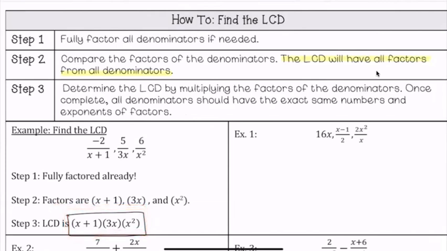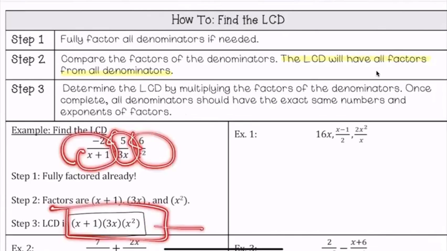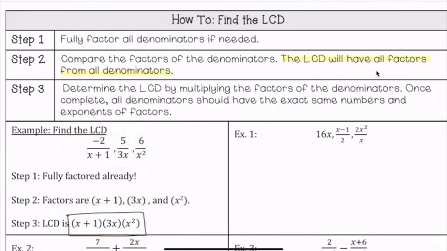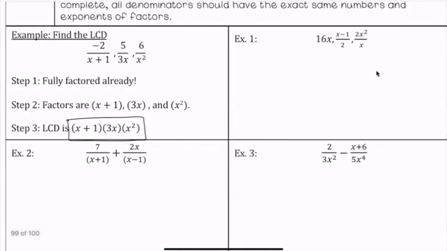We're not actually going to simplify out. We're just going to keep it like that. Once complete, all denominators should have the exact same numbers and exponents of factors. What we're going to do at the end, after we identify this part, is practice seeing what each of these fractions would need to be multiplied by to end up with this as its denominator. So we'll go over this example here and then do number 1, and then you can try number 2.